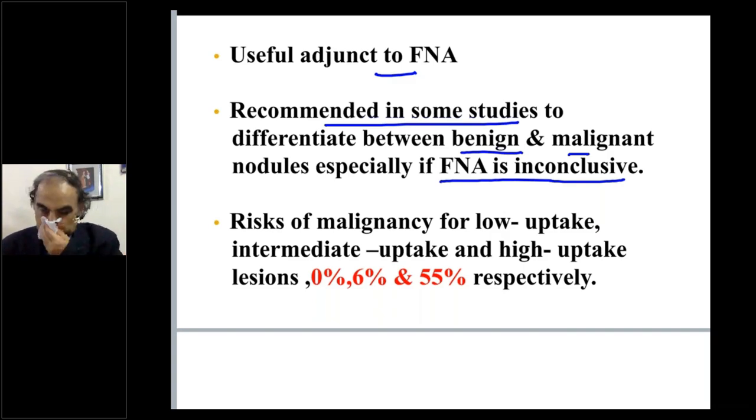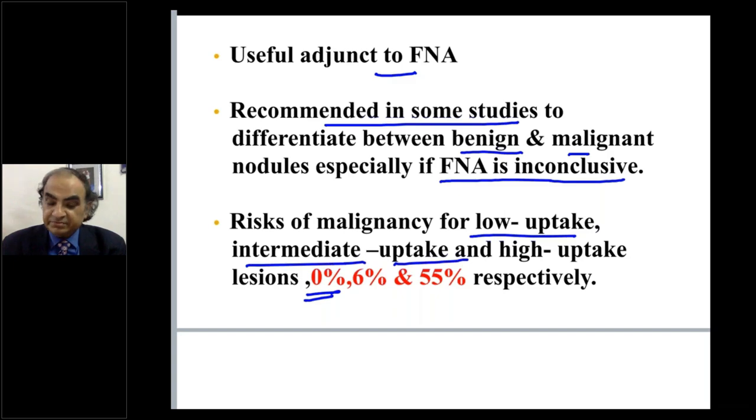Risk of malignancy for low uptake, intermediate uptake. If there is a good uptake, we don't normally label it as a malignant nodule. So the risk of malignancy for low uptake, intermediate and high uptake is, see, low uptake we have 0%, clearly indicating that if the nodule is picking up the isotope, it's less likely to be malignant. 6% for the intermediate uptake, but 55% for the high uptake. And we actually do thallium scan also in some of these patients.